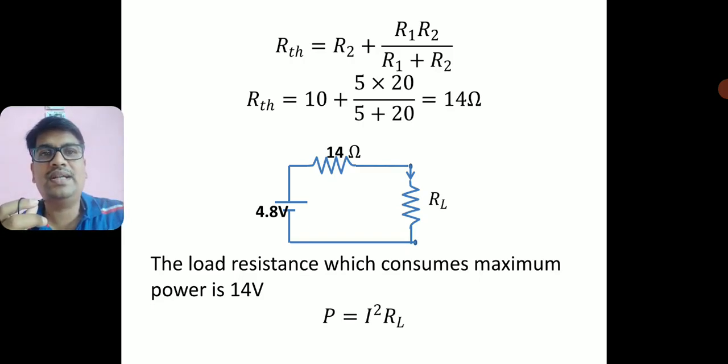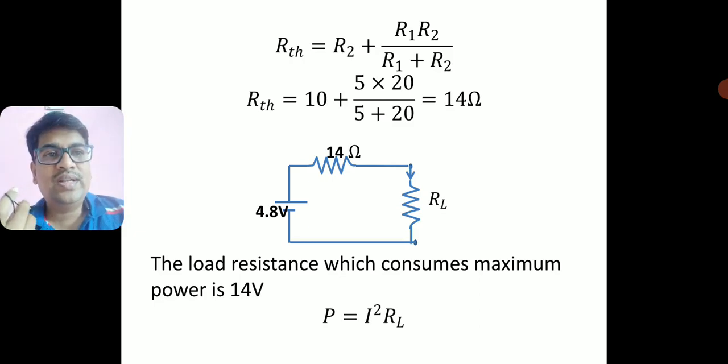Now I will set up a Thevenin's equivalent network, which is equivalent to that complex network. Then I'll apply the superposition theorem. So Thevenin's equivalent network will be like this. One voltage source, VTH, is 4.8 volts. Only one resistance, it is 14 ohm, and the load resistance will remain the same.